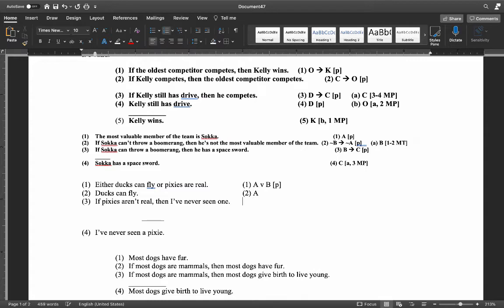So that's A. And then my conclusion is 3, which is, if pixies aren't real, then I guess that's another premise. If pixies aren't real, then I've never seen one. So if not pixies are real, then not I've seen one. And then the question is, can I conclude that I've never seen a pixie?